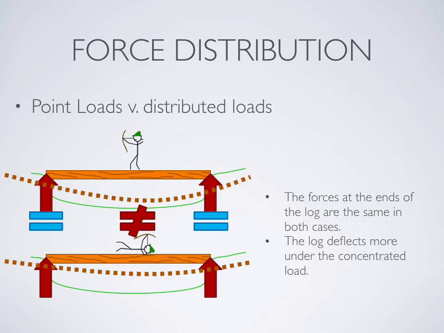So just to repeat, the forces at the end of the log are the same in both cases because concentrated loads and uniform loads globally have the same effect. Locally, that deflection, the log deflects more under the concentrated load than it does under the distributed load. So locally, they're not the same effect.